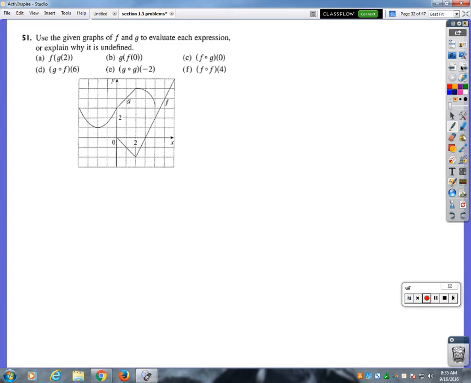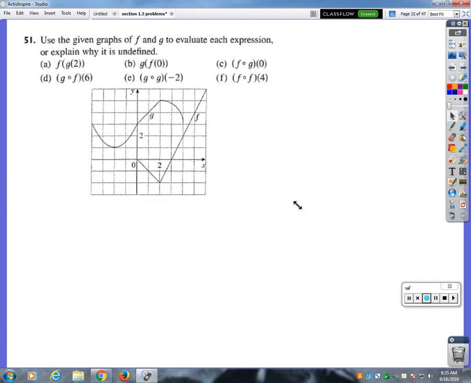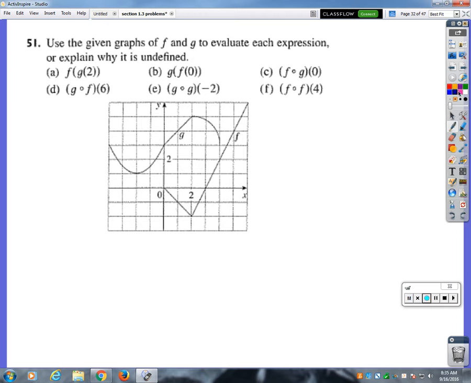Sorry. All right, 51. This is a great question. I'm glad you asked about it. It's very important that you understand how to do what we've been doing with composition of functions on a graph, okay? A says, what is f of g of 2?